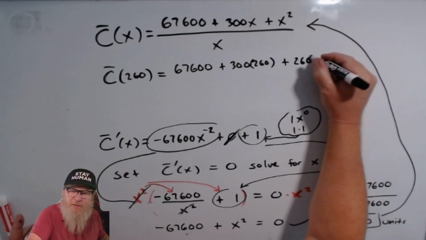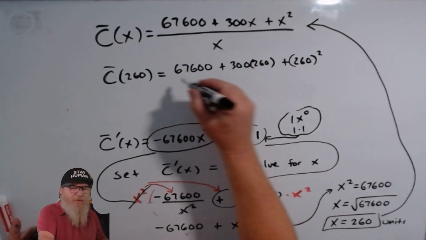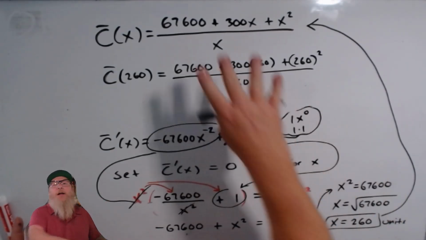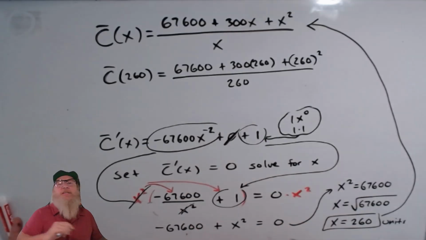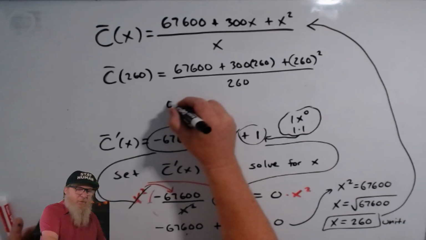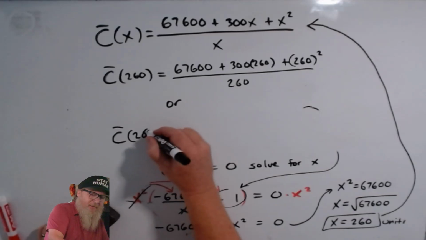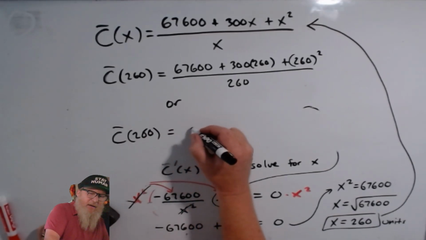Oh, yeah, 260 squared. So I'm plugging it in everywhere for x. I'm plugging it into this. You could certainly use the simplified version if you like. Or you can use this version. Maybe I should have used that version. I'll change my mind now.